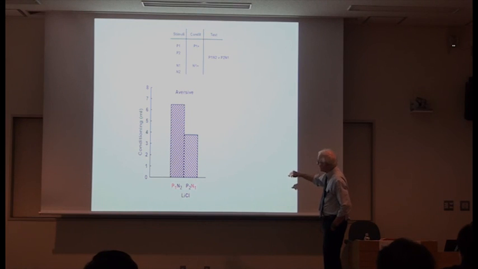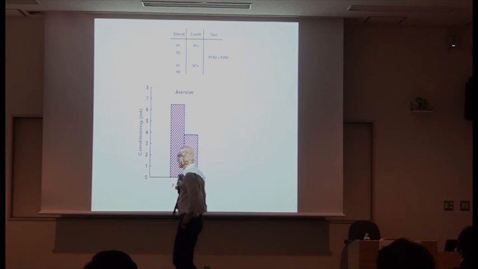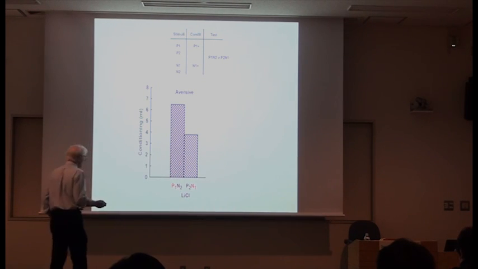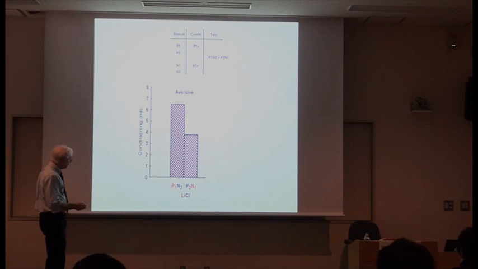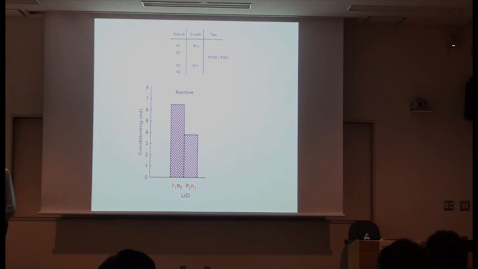And what I plotted here is the amount of conditioning. You can worry about the detail of the index later, but that's the amount of conditioning. And what you can see here is we got more conditioning if we trained the positive stimulus than if we trained the negative stimulus. Right? This is with aversive training.